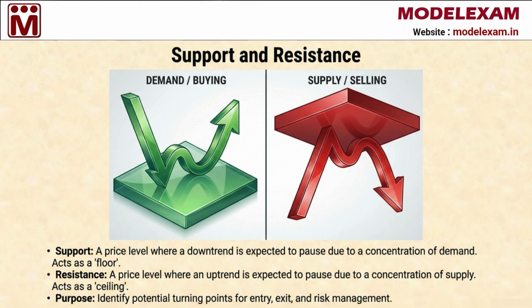On the other hand, the ceiling is the resistance. This is a level where an uptrend pauses because of a concentration of supply or selling pressure. It acts as a barrier that the price struggles to break. Your goal is to identify these turning points to manage your risk effectively.